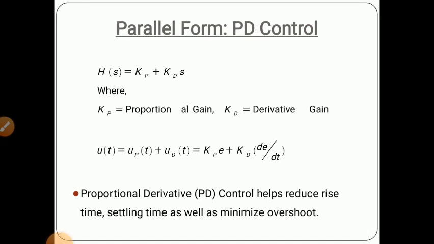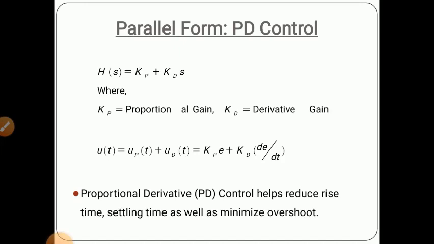Now we'll try to understand what PD control action is. As we know, a derivative control action may be additively combined with proportional control. In fact, derivative control is never used alone. We cannot use derivative control alone. It should always be used in combination with other modes. That's why we have combined it with proportional mode.